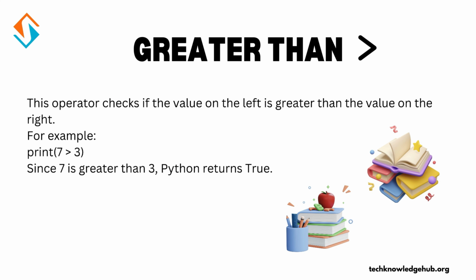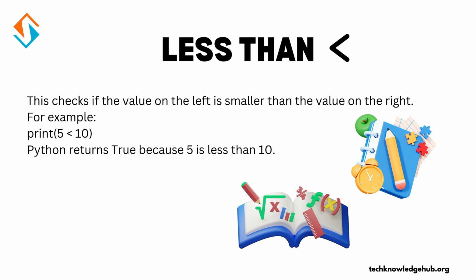First is greater than operator. This operator checks if the value on the left is greater than the value on the right. For example, type print 7 is greater than 3. Since 7 is greater than 3, Python returns true. Second is less than. This checks if the value on the left is smaller than the value on the right.